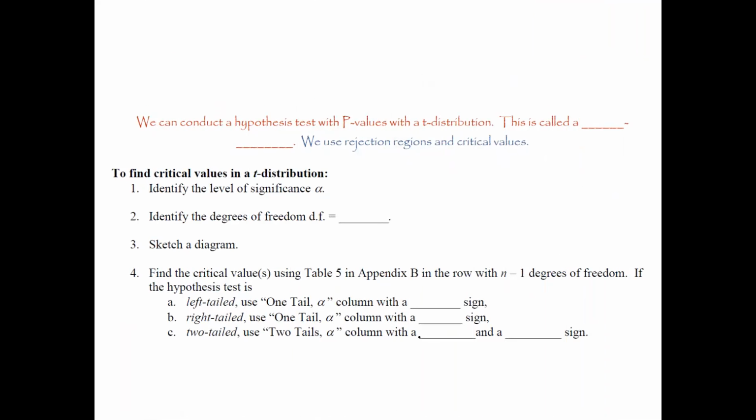All right, so let's take a look at this. When we conduct a hypothesis test for p-value with a t-distribution, this is called a t-distribution. We use a rejection region and the critical values. And here are some of the steps to find the critical values in a t-distribution. So you have to identify the level of significance. Here's the alpha, and this is the alpha symbol. Identify the degree of freedom. Degree of freedom is equal to the sample size minus 1. And of course, you have to sketch a diagram with a bell curve.